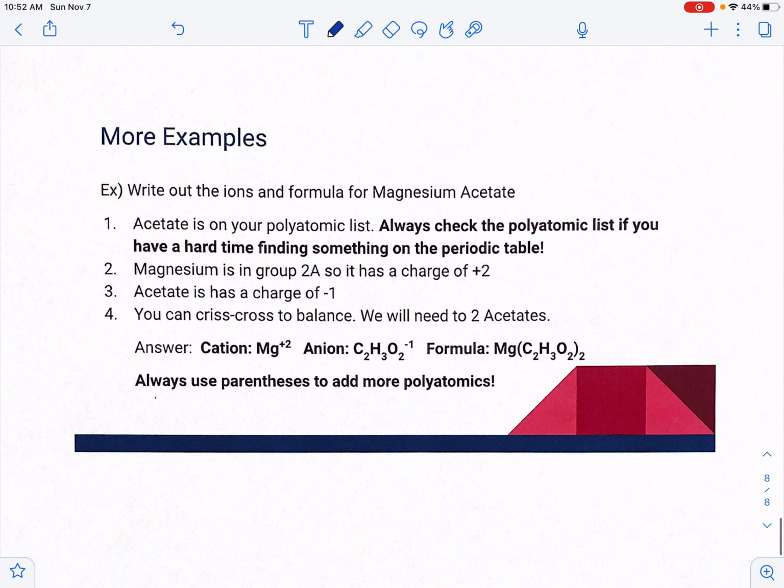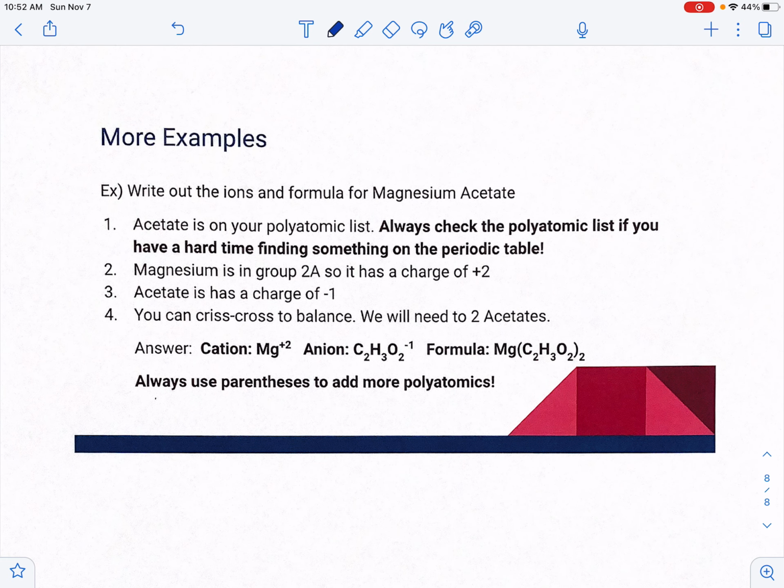Okay, let's check another example. Write out the ions and formula for magnesium acetate. Acetate is on your polyatomic list. If you are struggling to find something on your periodic table, check your polyatomic list first, because sometimes you'll be searching for something that's not on the periodic table. It's actually on your polyatomic list. So there's a little trick for you: always check your polyatomic list first, and if you can't find it on there, then you can go over to your periodic table.